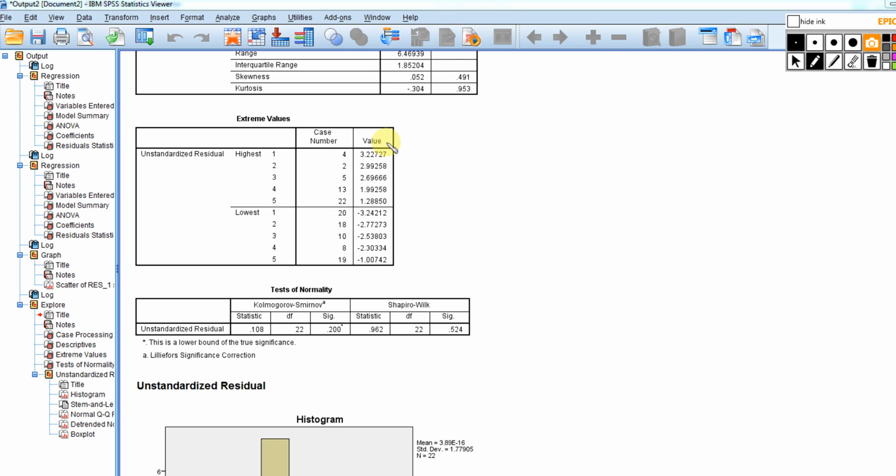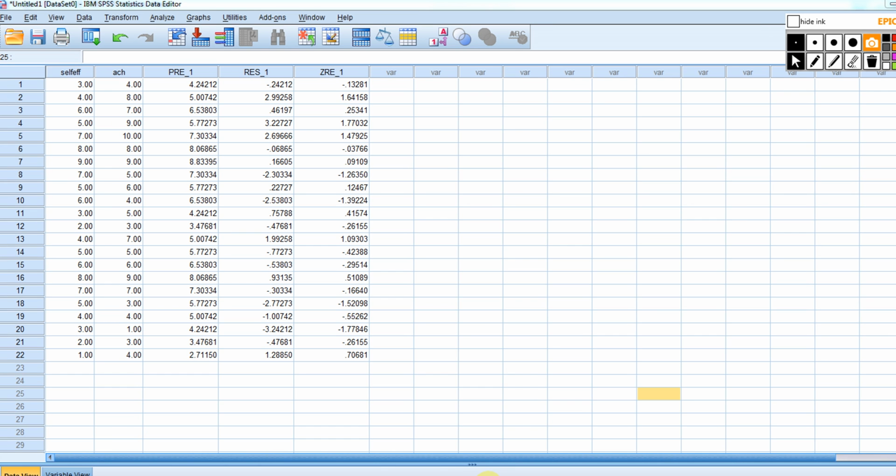So if one of those extreme values that we saw pertained to case 4, in terms of the residual, it was 3.227. But when we compute the standardized residual, you can see that it's actually 1.77.